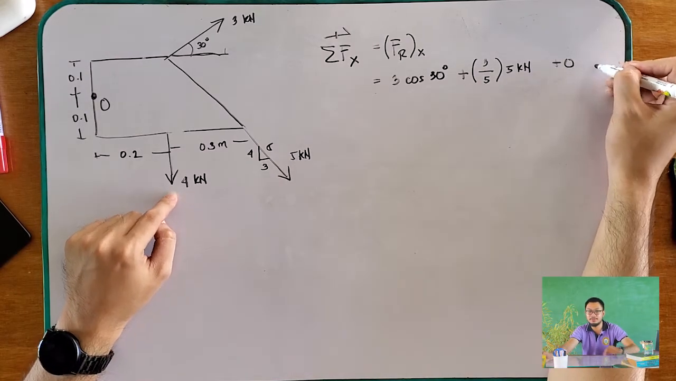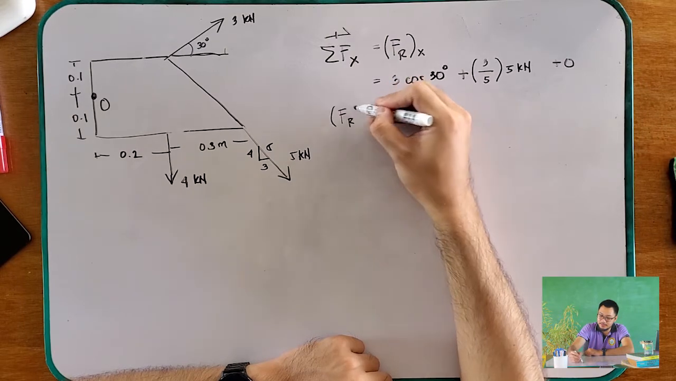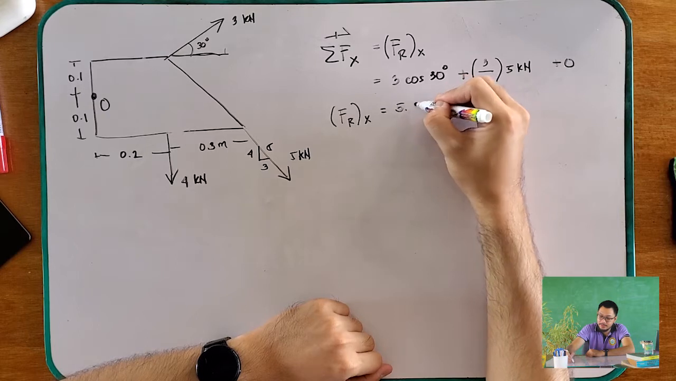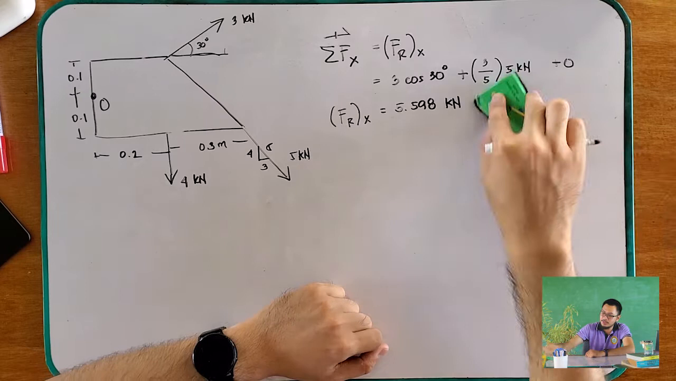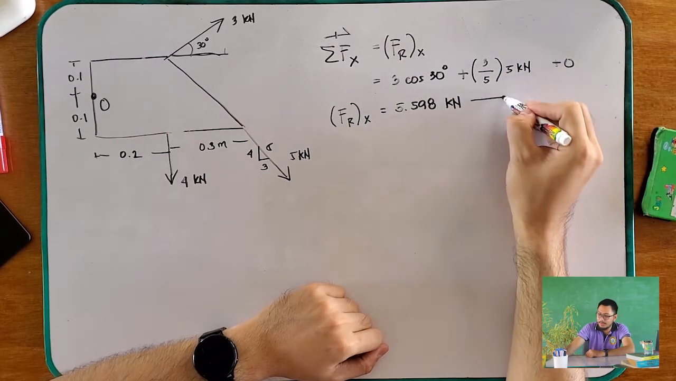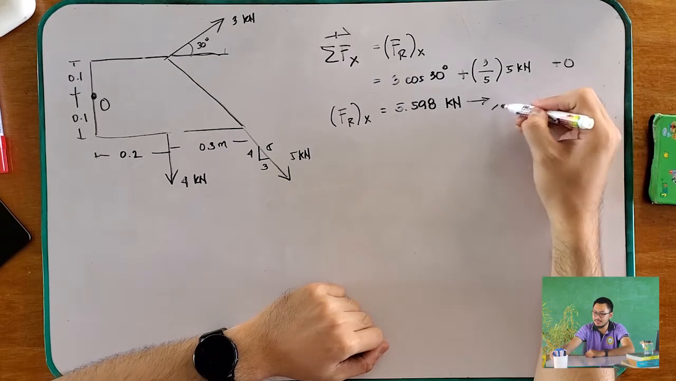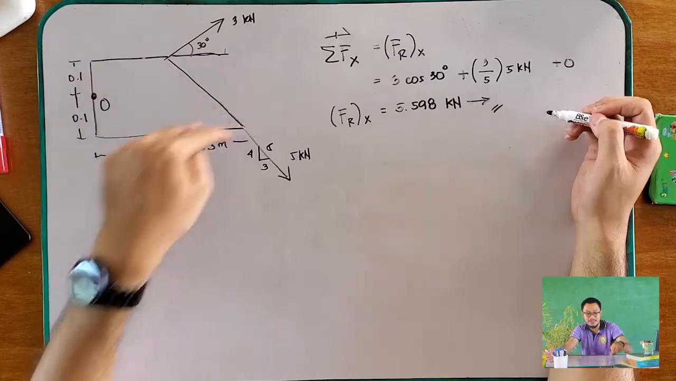Sige. So, what is your FRx? This is 5.598 kilonewtons. So this one is a vector, it should be going to the right. So this is your resultant force of the three forces, on the x component pa lang sa atong resultant. Ato na punta sa y.